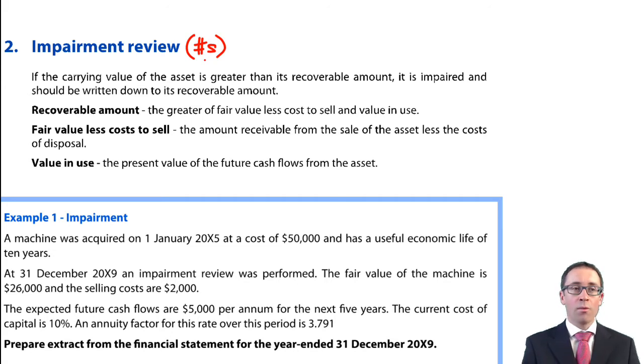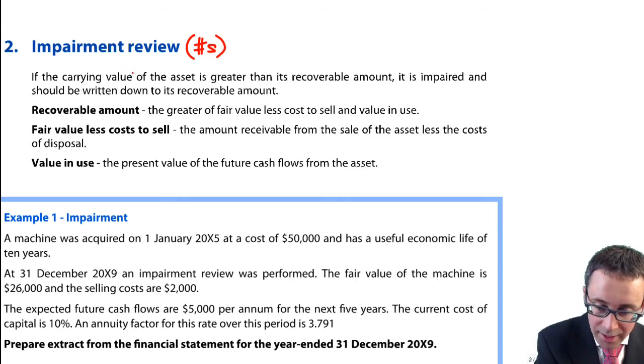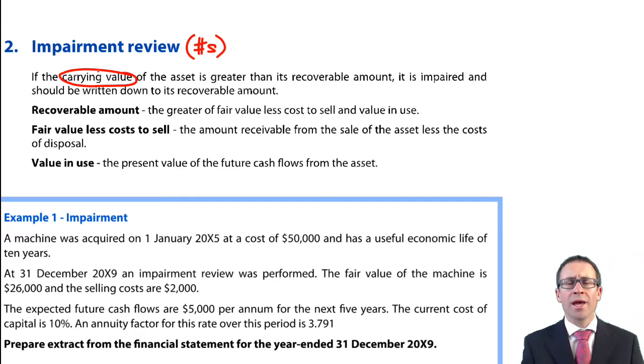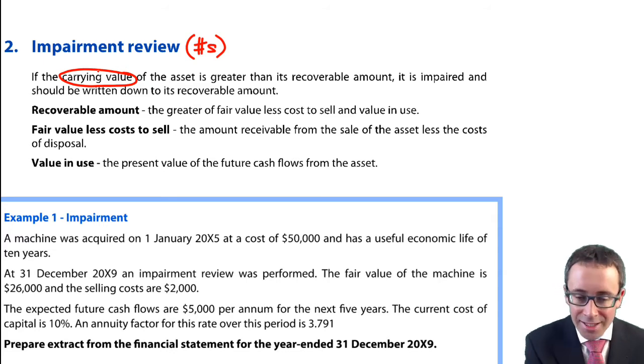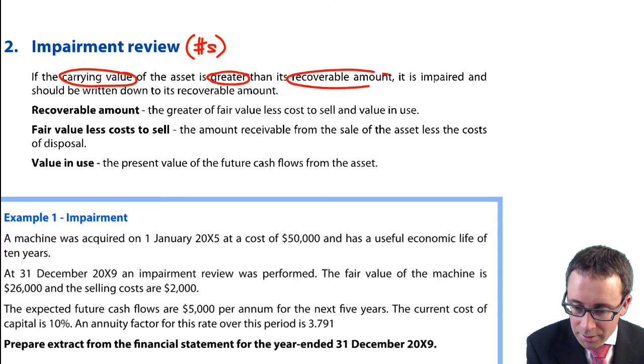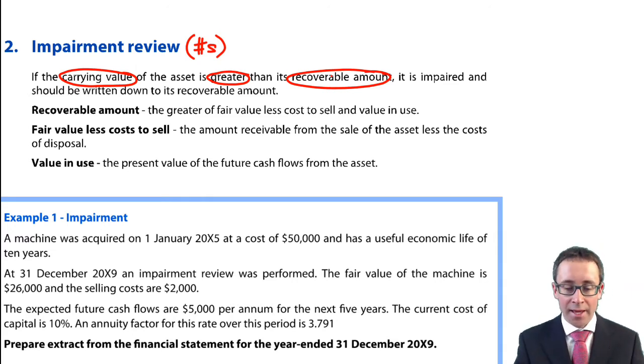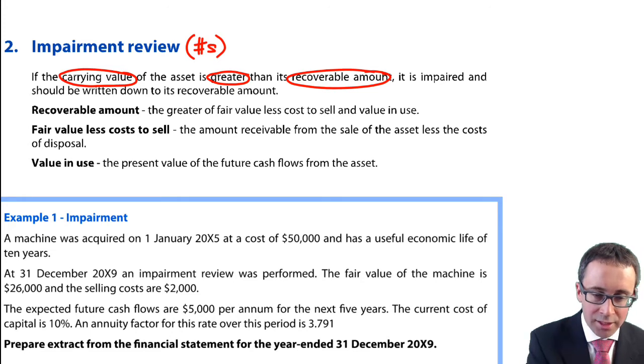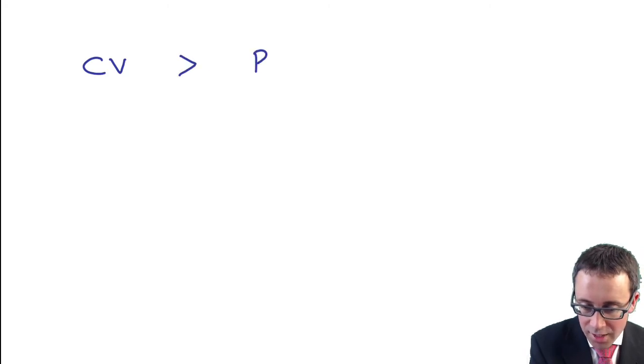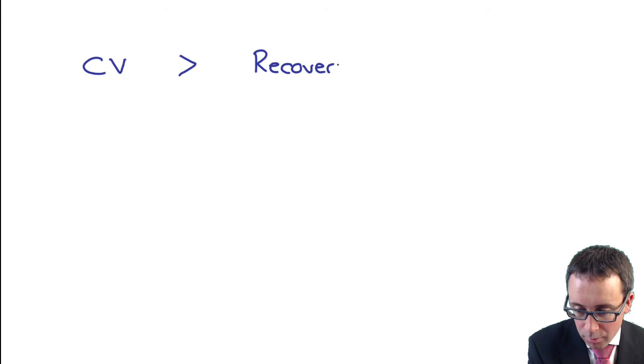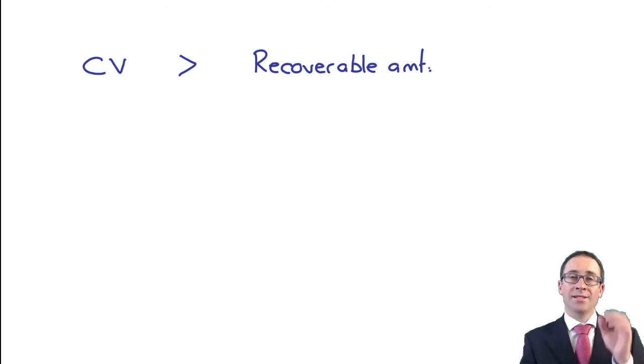Okay. So what we've got there is the first bit. It says that the carrying value of the asset, the carrying value being your cost less your accumulated depreciation, or cost less accumulated amortization. So this is going to apply not just to tangible, also intangible non-current assets. If that is greater than the recoverable amount, it is impaired. Okay. So if you write it out as such, if the carrying value is greater than the recoverable amount, then that asset is impaired.